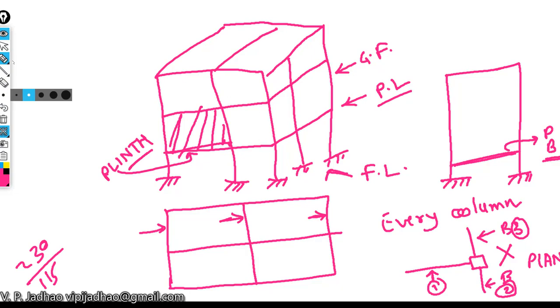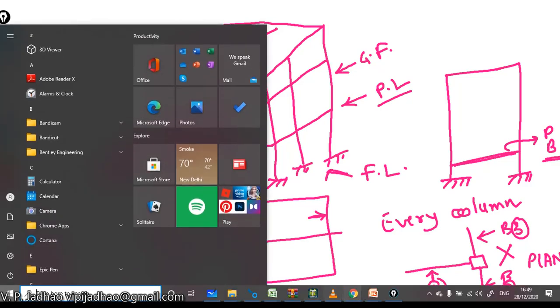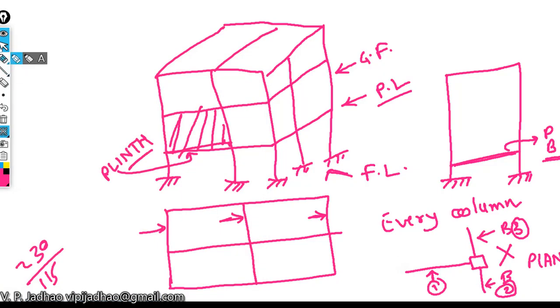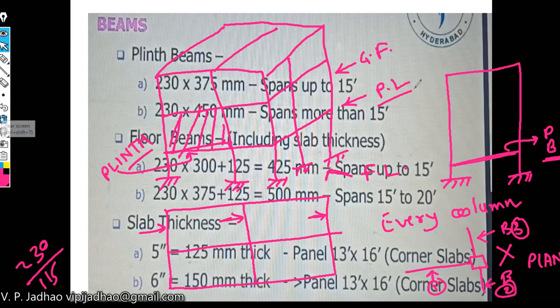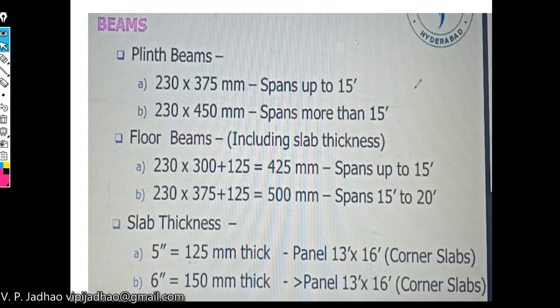Then we have some standard or recommended dimensions for providing the plinth beams. If the span of your plinth beam is up to 15 feet, you should provide plinth beam dimensions of 230 by 375 mm.